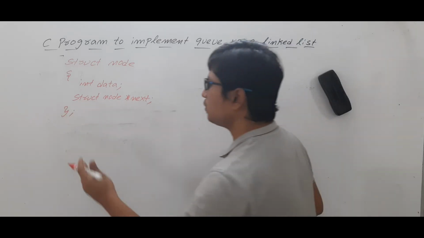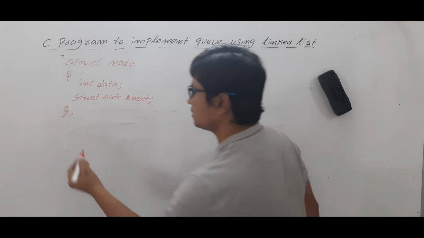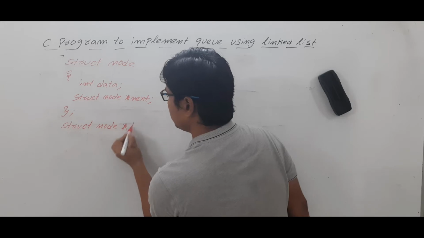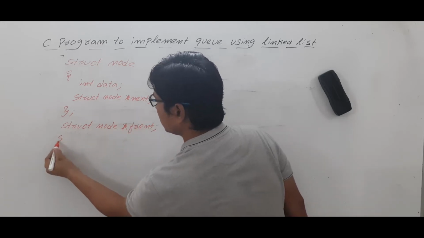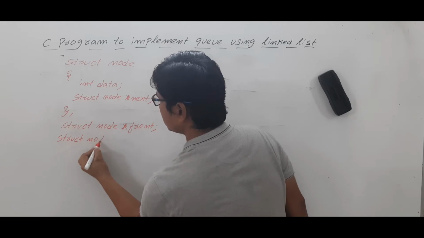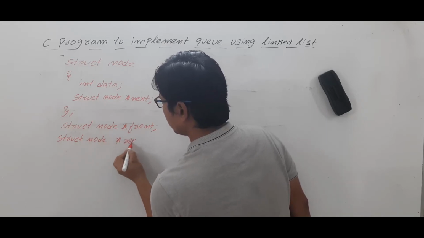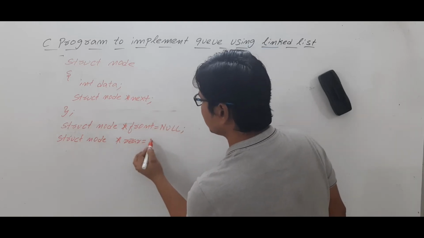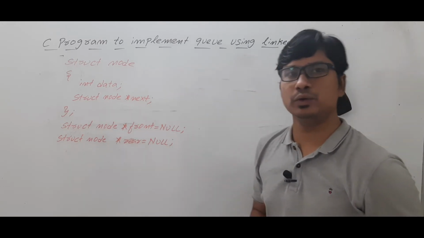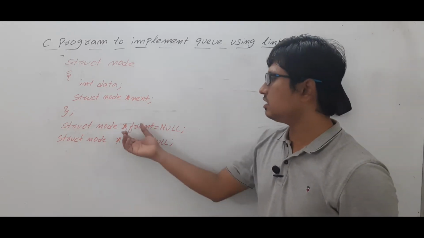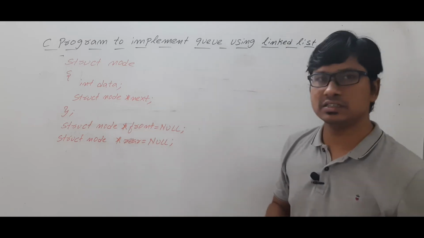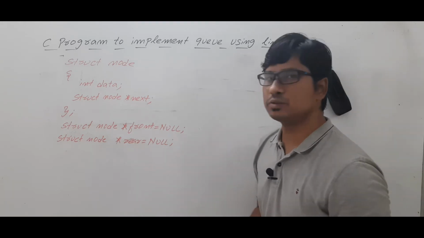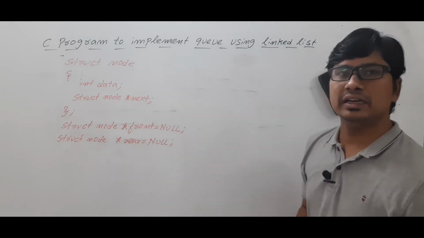Now I want to define two pointers of struct node type. So struct node front, and then struct node rear. At the starting itself, let me declare them as null. So they are null pointers. Is it clear? They are not pointing to any memory location. Now initially front and rear are equal to null, meaning that there are no elements inside the queue. Is it clear?